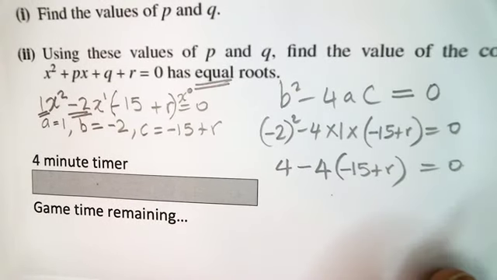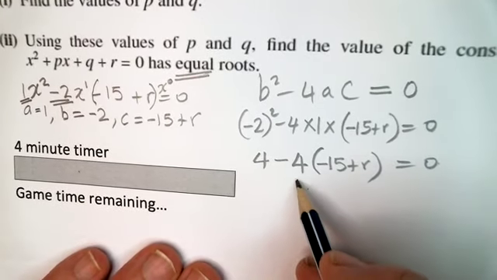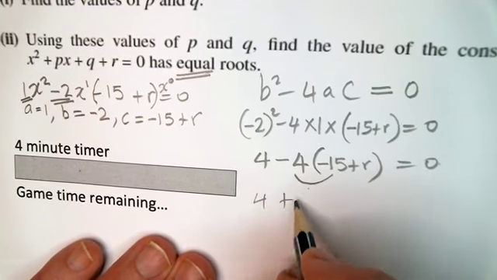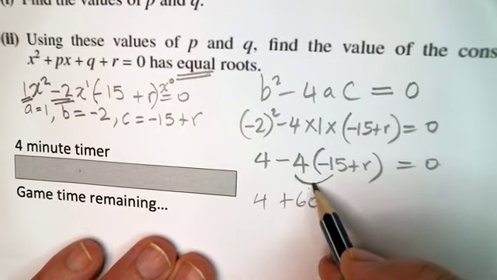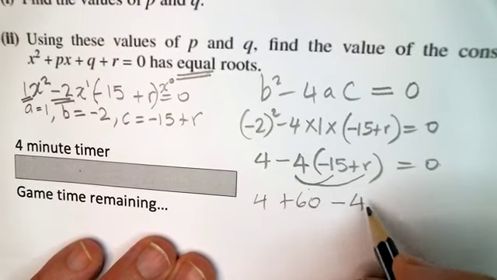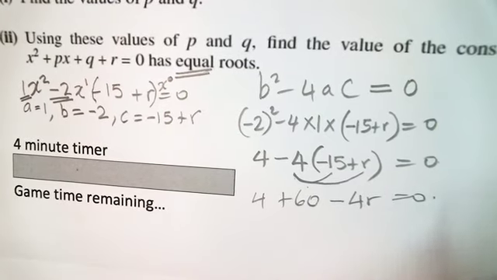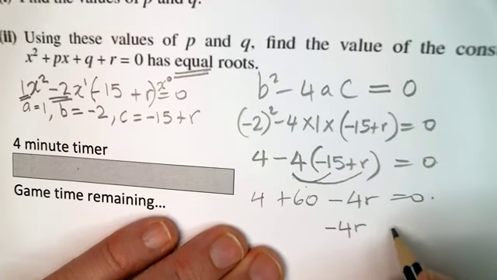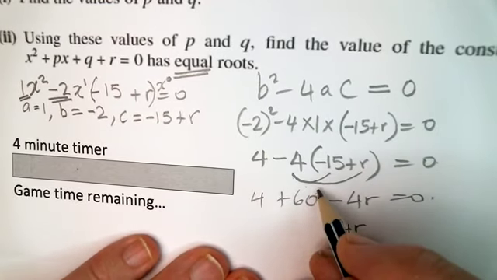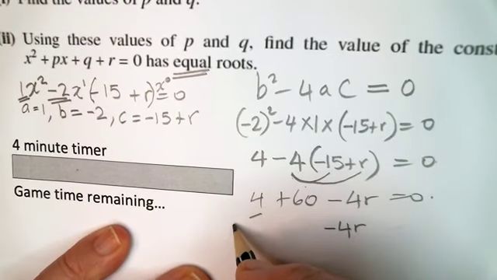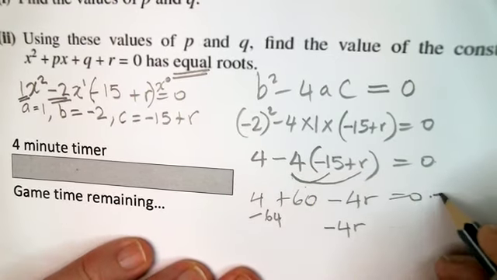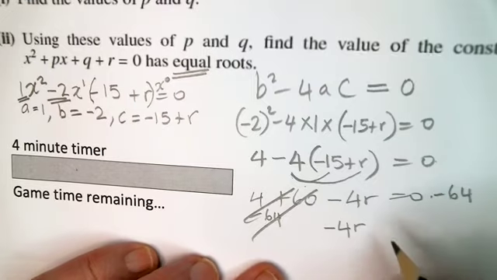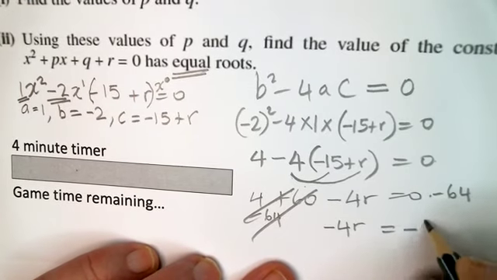All right, so let's now expand this out. Well, I've got negative 4 times negative 15, which is positive 60. So I'm going to have 4 plus 60, and negative 4 times r is going to be minus 4r is equal to 0. So I've got negative 4r, and I'm going to subtract 64 from both sides, which renders this not there anymore, equals negative 64.